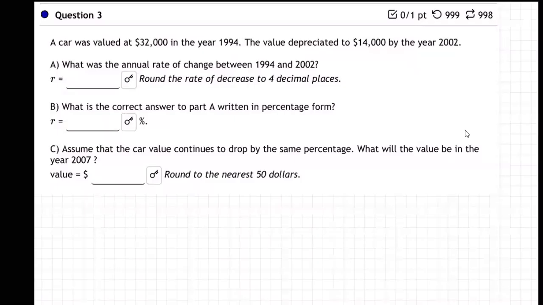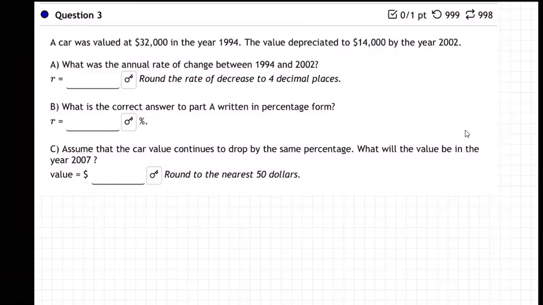Okay, so a car was valued at $32,000 in the year 1994. The value depreciated to $14,000 by the year 2002. That's like 8 years later, right? What was the annual rate of change between 1994 and 2002? So, how fast was it basically going down?